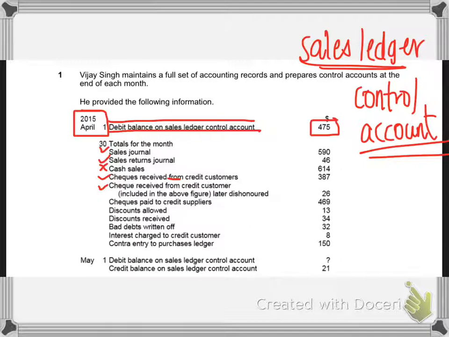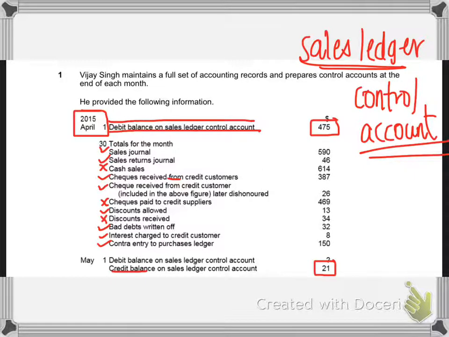And then we have checks paid to credit suppliers, so that is a purchase ledger control account item, so we won't be considering it. Then discount allowed is going to go, discount received won't. Bad debts written off will also go, and also the interest charged to credit customer and the contra entry. Now, as I had told you, sales ledger control accounts have a credit balance. The credit balance amount here is 21.